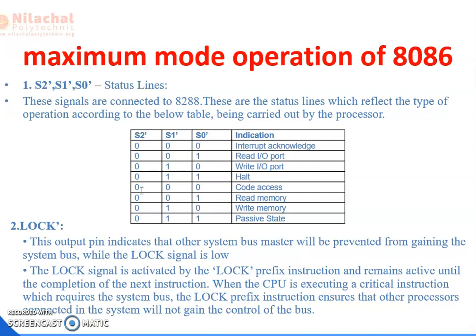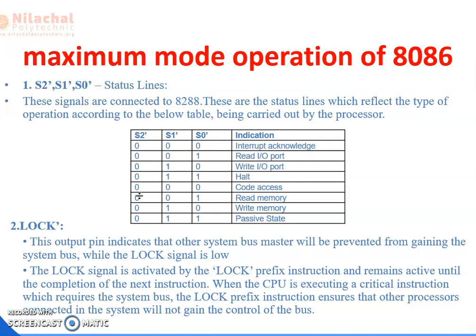So next is the maximum mode operation of the 8086. So first is S2, S1 and S0. These are the status lines. The signals are connected to the 8288. These are the status lines which reflect the type of operation, according to the below table, being carried out by the microprocessor.